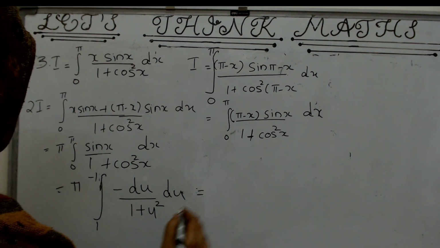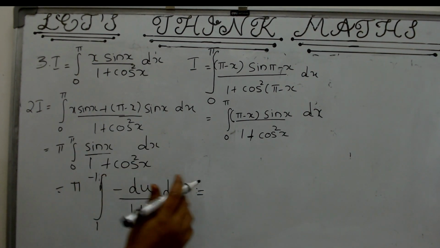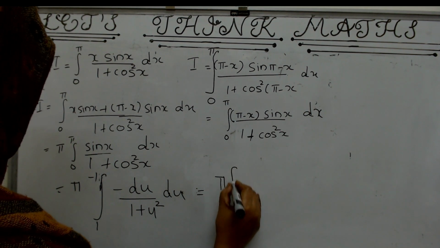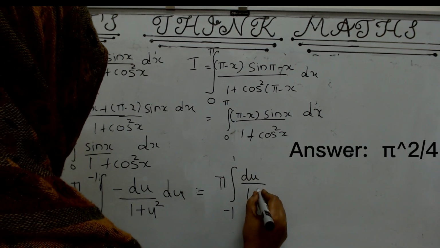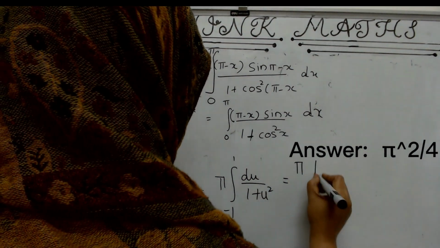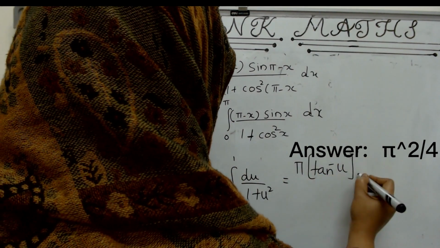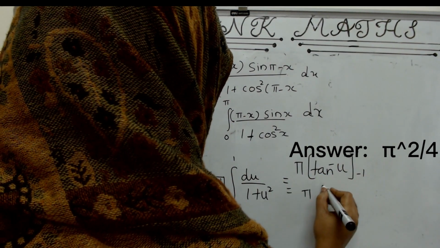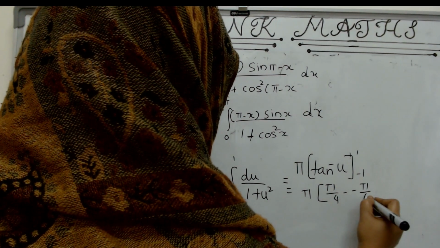So how do we interchange the limits, and what happens when we interchange the limits? We get a minus. So there is a minus here, that becomes plus. So simply your answer becomes a very neat integral. See, just this. And what is that? Tan inverse of u. And what is tan inverse of 1 and what is tan inverse of minus 1? Tan inverse of 1 is pi by 4 and minus 1 is minus pi by 4.